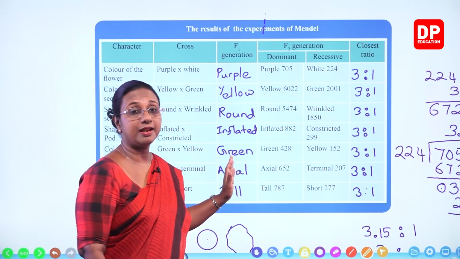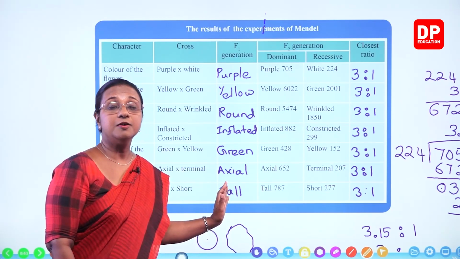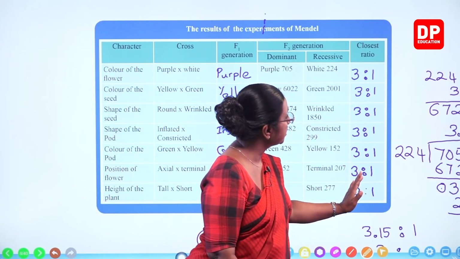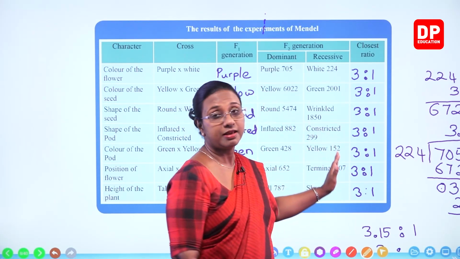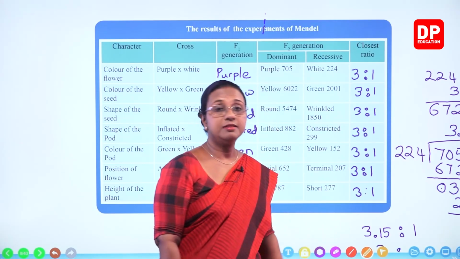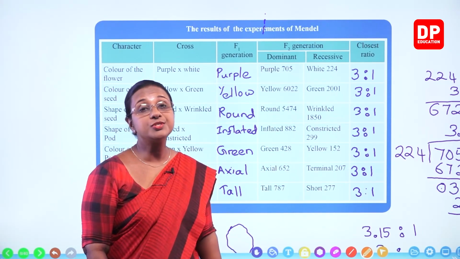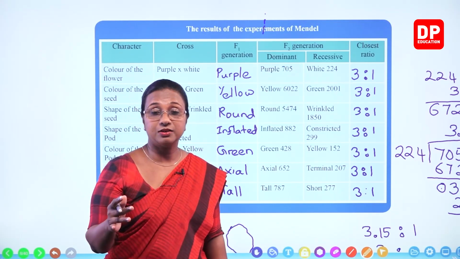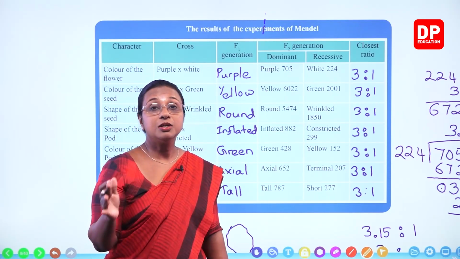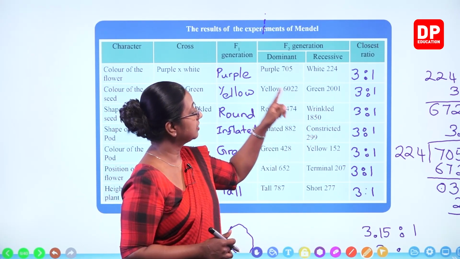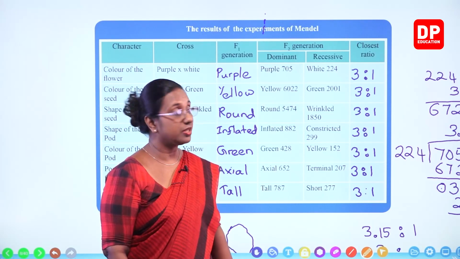Only the dominant character is expressed in the first generation. But in the second generation, you will get a ratio. And always the ratio is 3:1. Closest ratio. Earlier also I told you all it would not be an exact ratio, but you will get a close ratio. So dominant and recessive characters, you will get the closest ratio.